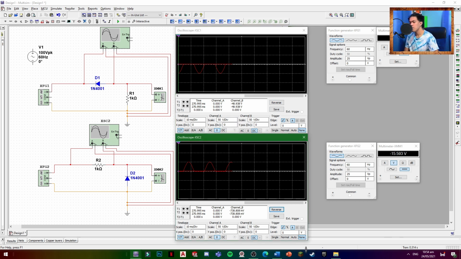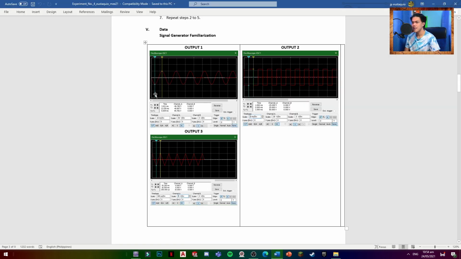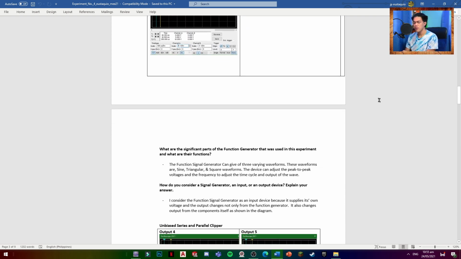And from this Multisim, I've gathered this data. Output 1, output 2, output 3. For signal generator familiarization, first, it has the sine wave. The output number 2 has the square waves. The output number 3 has triangular waves. And now to answer the questions.